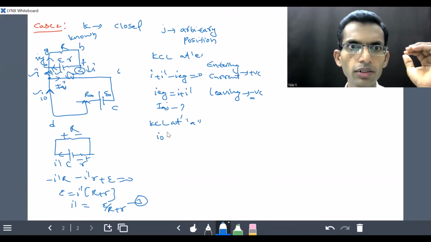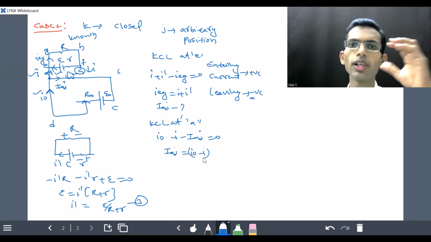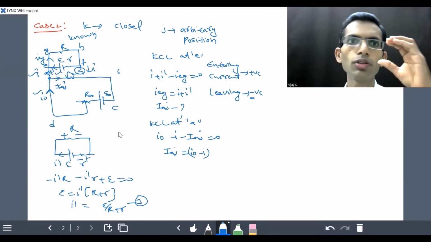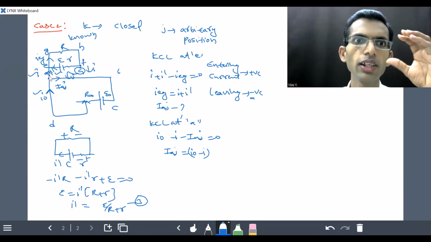Entering current I naught, leaving currents are I and IAJ. They are going to be negative. So the algebraic sum must be 0 from KCL. So IAJ is equal to I naught minus I. Right. So in order to obtain the current expression, we need to apply KVL to the loop. Okay, that is AG HJA.